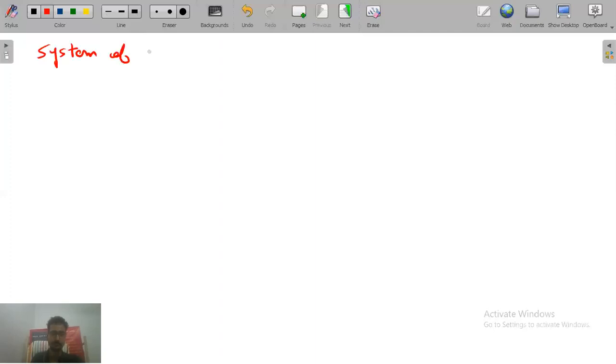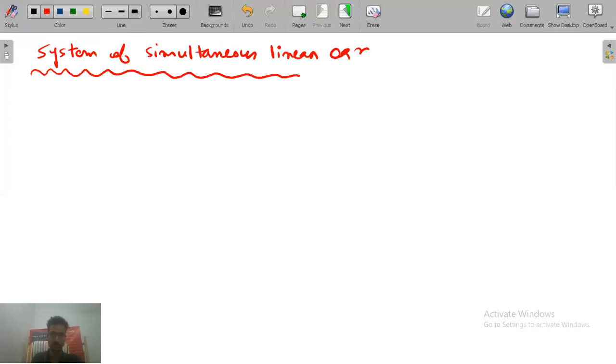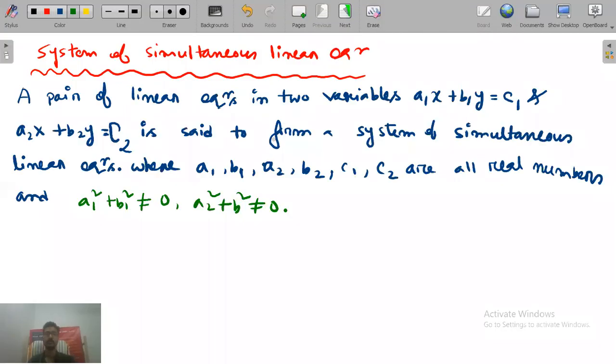System of simultaneous linear equations. So what do you mean by system of simultaneous linear equations? Now all of you see the definition of when two linear equations are said to be a system of linear equations. See the definition.